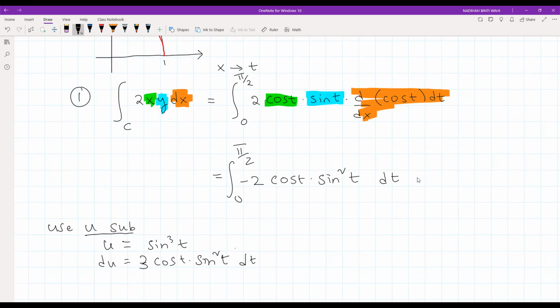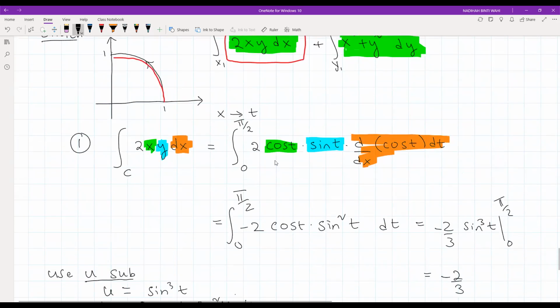Okay, so just evaluate from 0 to pi over 2 and the answer will be minus 2 over 3 sine cube t, evaluated from 0 to pi over 2. So that will be minus 2 over 3. Sine 0 is 0, sine pi over 2 is 1. Okay, so we get one of the integrations.